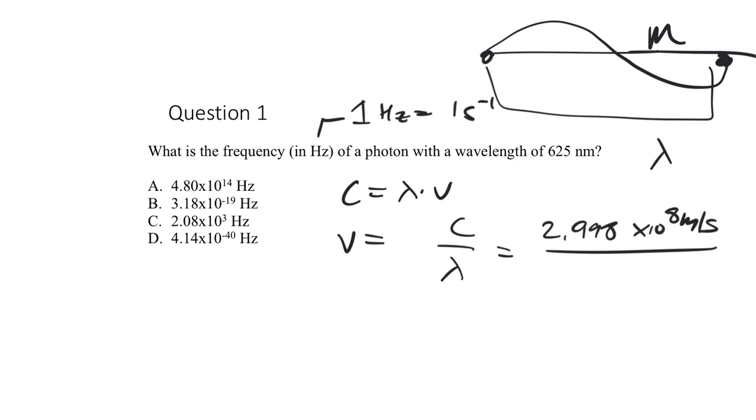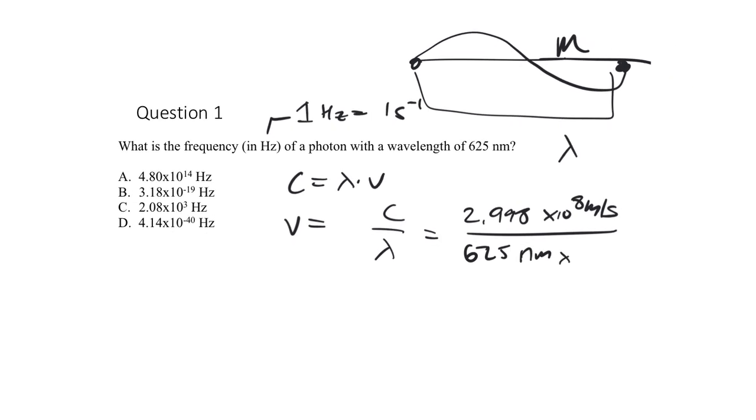I like to use at least 4 sig figs in the speed of light. Divide by 625 nanometers. Nanometer is very common for light. So 1 nanometer is 10 to the minus 9 meter. So I can enter this 2.998 E8 and then divide by 625 E to the minus 9. If I convert to scientific notation, that's 4.80 times 10 to the 14 inverse seconds, or 4.80 times 10 to the 14 hertz.